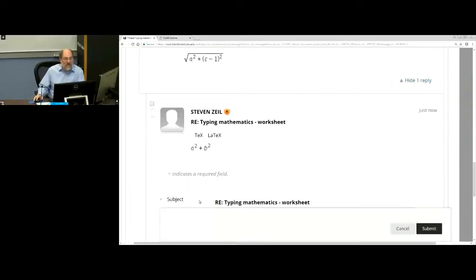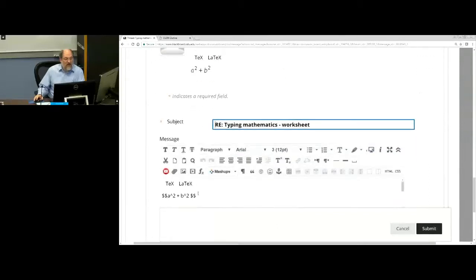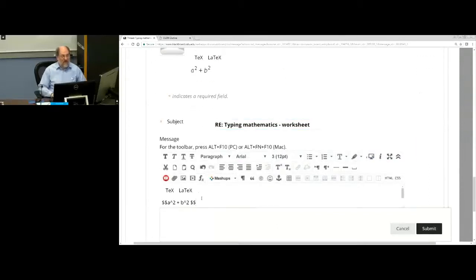If I want to do the square root of a squared plus b squared, well, the first thing I would say is, hey, I've got this perfectly nice text right here. Why not copy and paste it? And then add the square root of a squared plus b squared. And first I'll show you that that actually works.